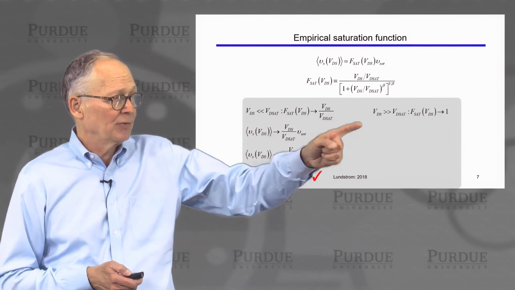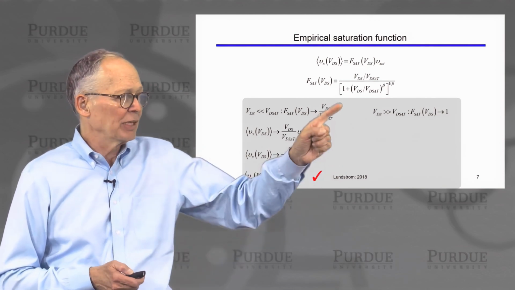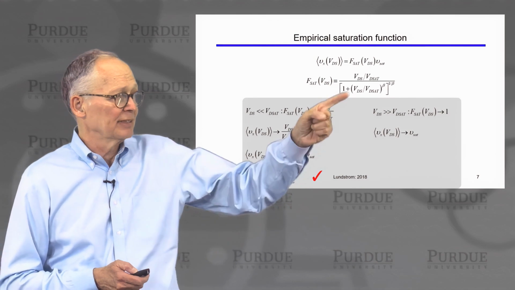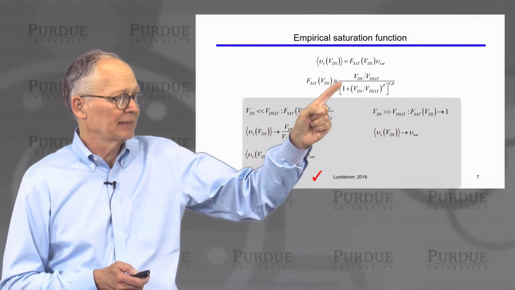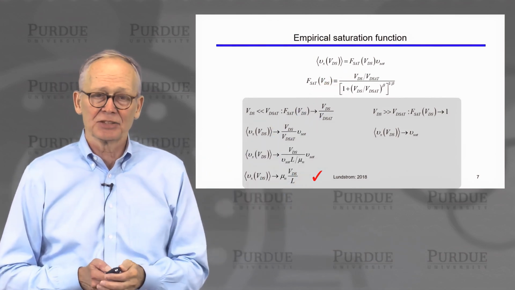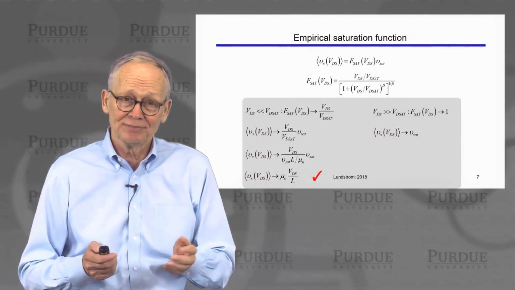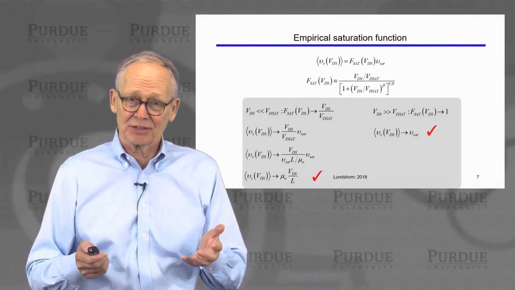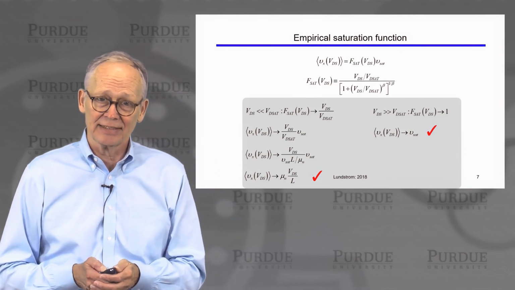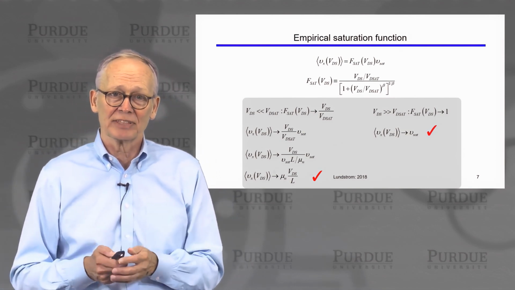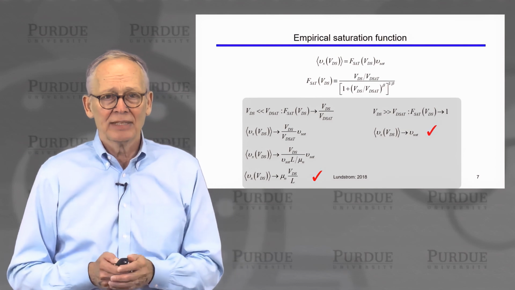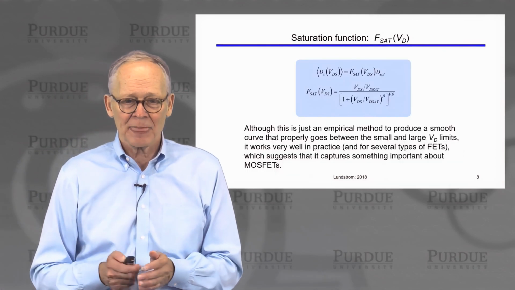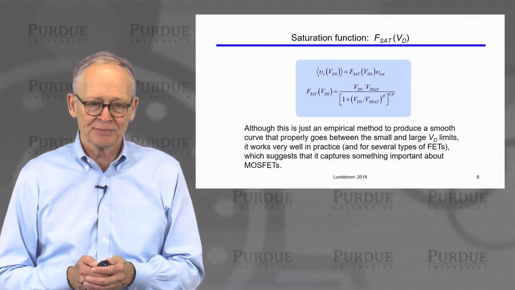Okay, now in the high voltage regime, we can throw away the one downstairs, and you can see that F_sat is going to approach 1, so F_sat times V_sat is going to approach V_sat. That's the correct answer in the high drain voltage saturation regime. So this expression does the correct thing in both limits, and it goes smoothly between the two.